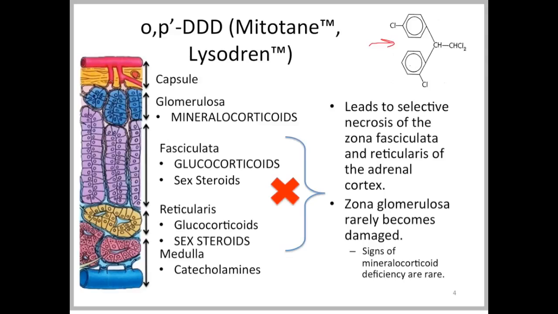So how does it work? Here's the histology on the left, the cartoon of the adrenal cortex, and we have the zona fasciculata and reticularis that seem to be mainly affected by this. It leads to selective necrosis of these areas. Because of that, the zona glomerulosa seems to be less affected, unless really high doses are used, and therefore we see very little electrolyte changes under most circumstances.